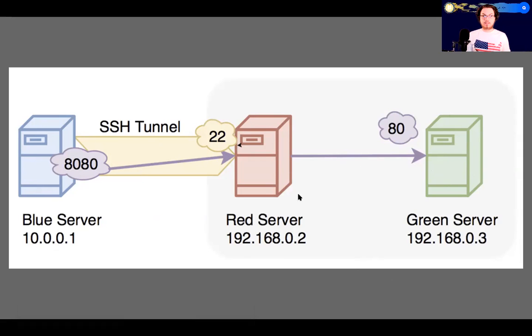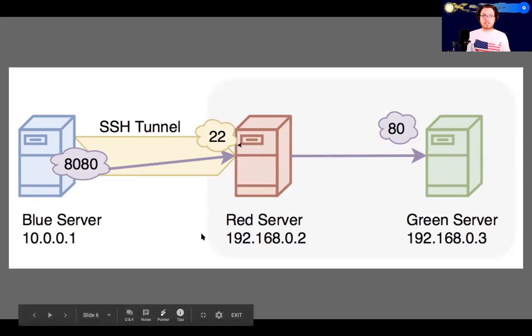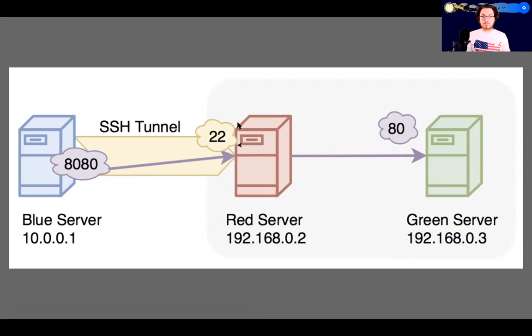The issue here is that there's a firewall just right here where this gray area is. These two computers are behind a firewall. So if this blue server went, hey, to the red server, I would like to access green server's website, it's not even going to have a chance to do it. So what we can do instead is we know that port 22 SSH is open. If not, it's easily enabled.